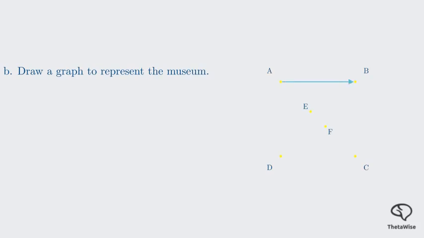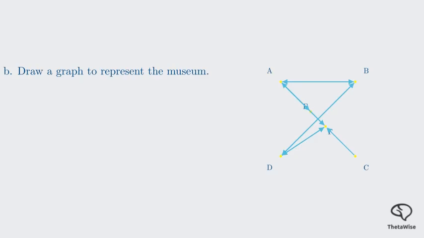We are asked to draw a graph to represent the museum's floor plan based on the given adjacency matrix. Here we have the graph representation of the museum. The 6 nodes A through F correspond to the areas in the matrix. The arrows, or directed edges, represent the one-way paths. For example, the entry A12 equals 1 means there is a path from A to B. So we draw an arrow from A to B. The entry A24 equals 1 means there is a path from B to D. So we draw an arrow from B to D and so on.